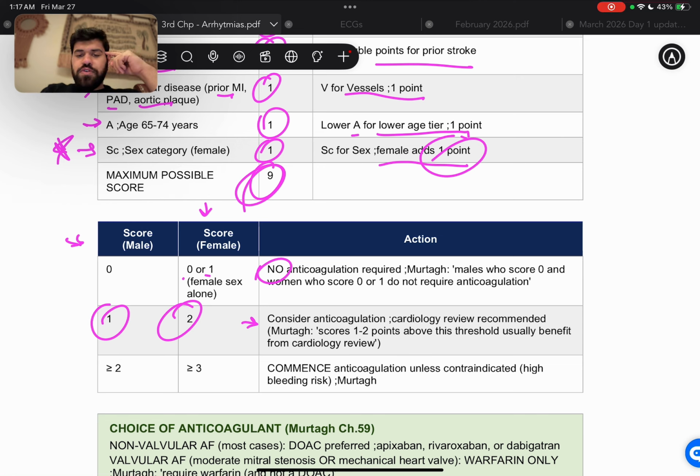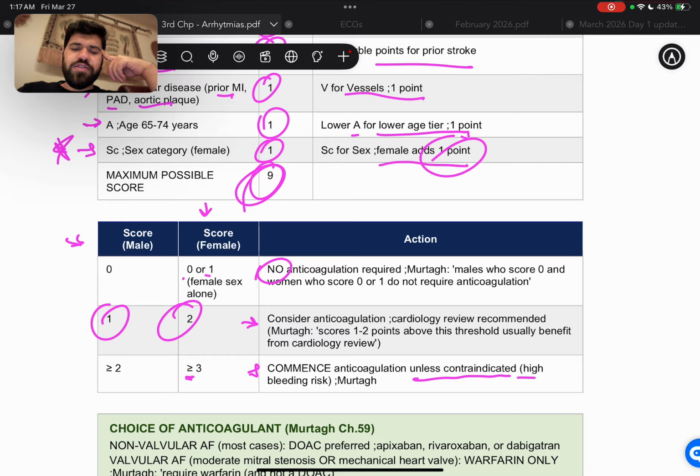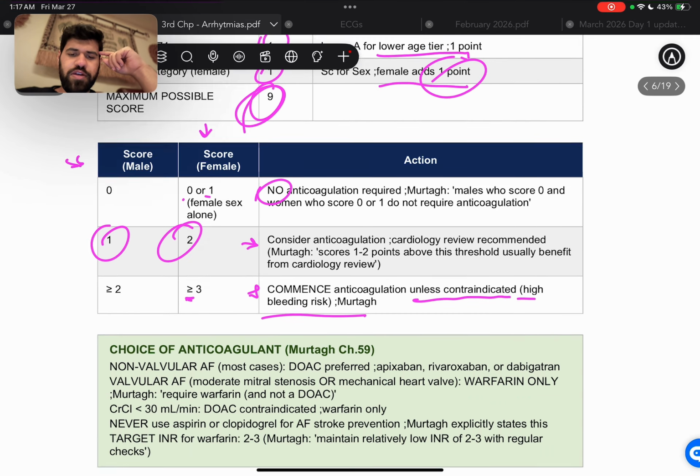So cardiology review recommended. And if it's more than 2 for male and more than 3 for women, we commence anticoagulation unless contraindicated. So if the patient has a high bleeding risk. Now, what could be a high bleeding risk? It could be a recent trauma. It could be an ongoing treatment for a stroke. It could be internal bleeding. It could be peptic ulcer disease, an ulcer that is already hemorrhaging. All right, so there are a lot of different high risks, but you have to consider those while we're giving treatment for anticoagulation. All right.